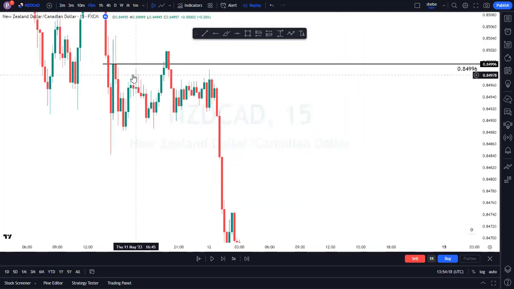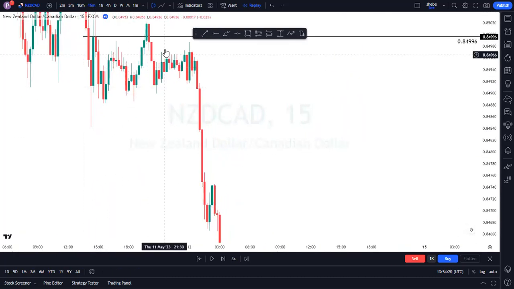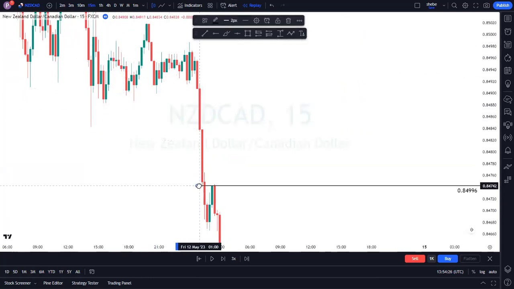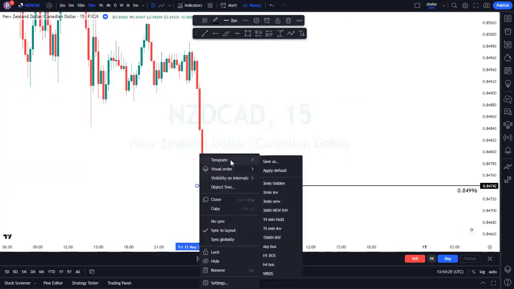Of 15 minutes. But what happened? The price did not come back to this point. So what next? This one becomes our new invalidation point. 50 means new invalidation point.